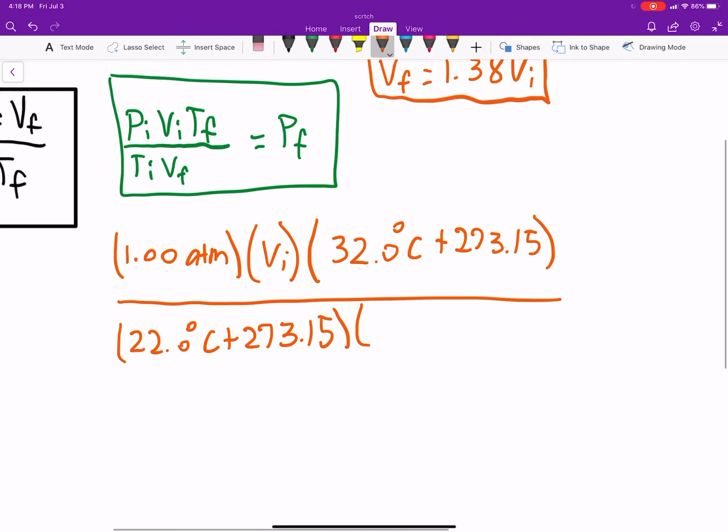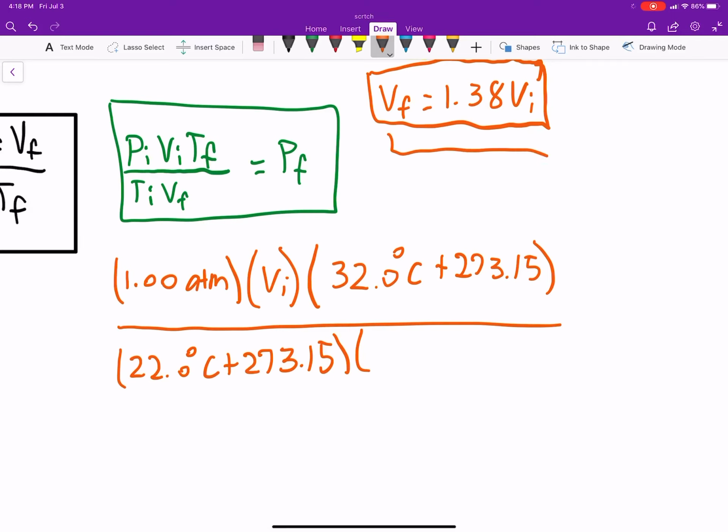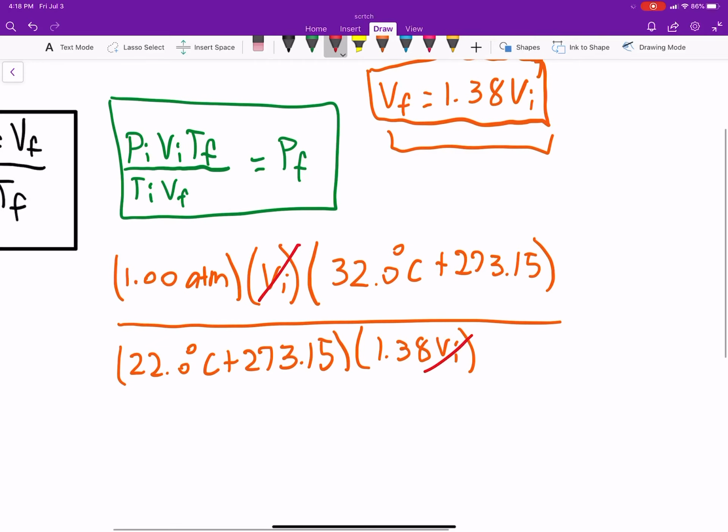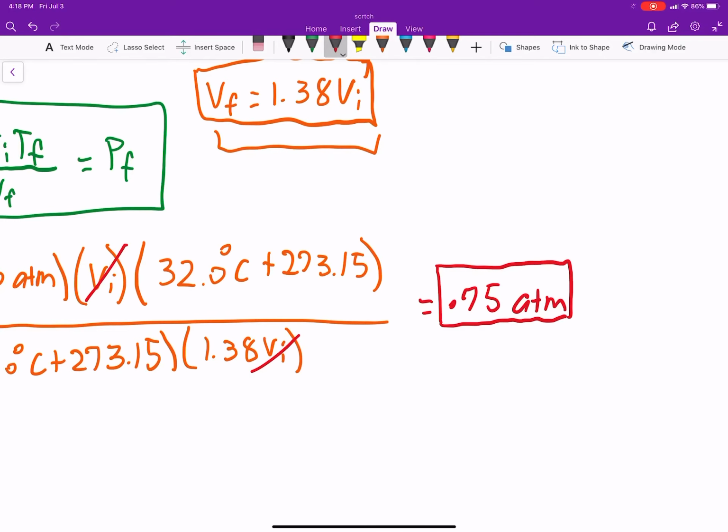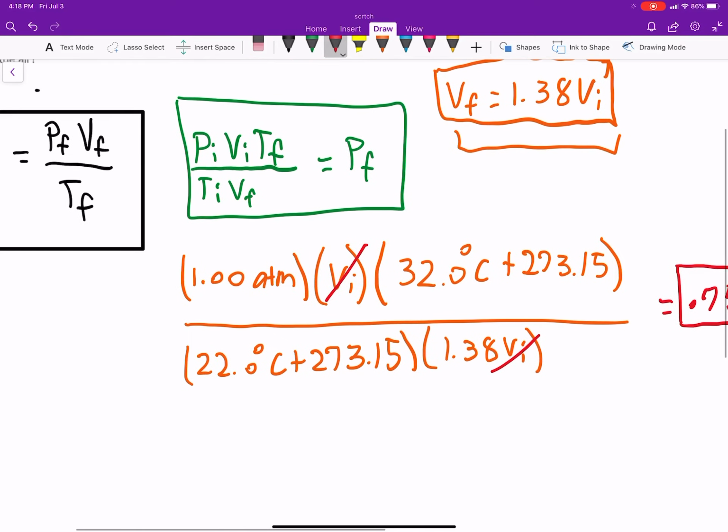Times the final volume. And we're going to use the relationship we had up here to say 1.38 V naught. And you can see here that your initial volume drops out. And actually, I haven't plugged this in yet, so let's see what we get. Oh no, I did. 0.75. That's going to be the final pressure in this bag.